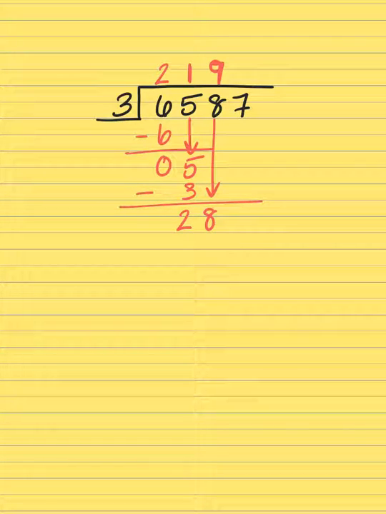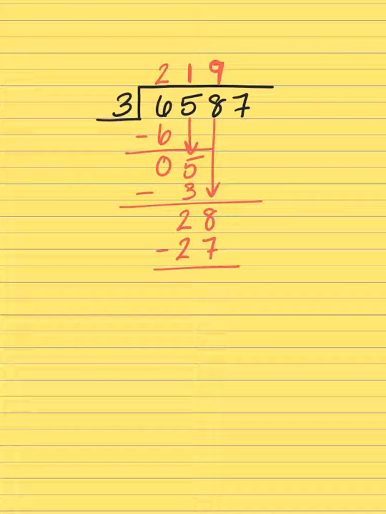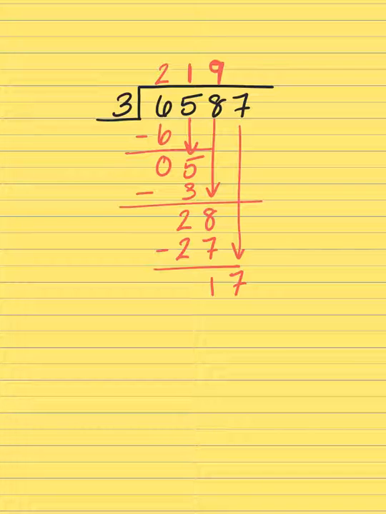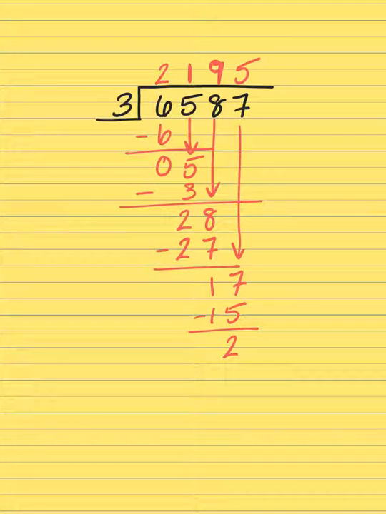Because 3 times 9 is 27. And then we subtract. 28 minus 27 is 1. And then we bring down the 7. So that's 17. How many times does 3 go into 17? 5 times. 5 times 3 is 15. You subtract. You get 2. There's nothing else to bring down. 3 does not go into 2. And then you had a remainder of 2.